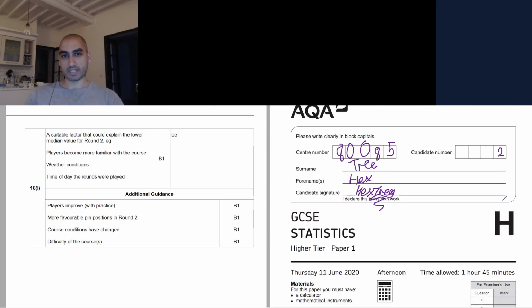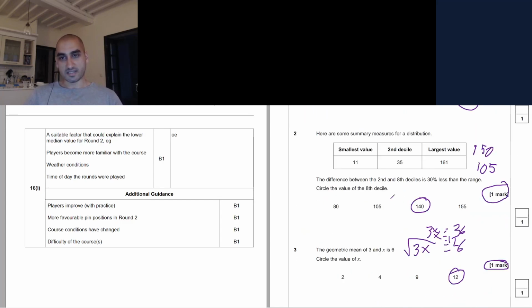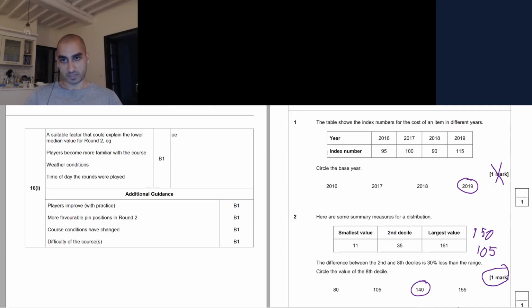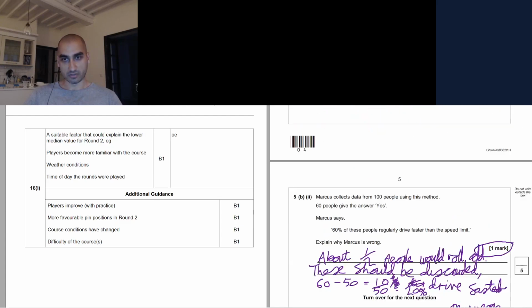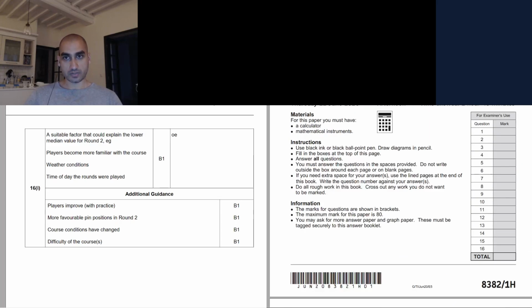I'm not happy with that, but okay, let's see what I got. So... I lost 11 marks? Most of those marks I lost because I just didn't know these weird GCSE statistics terms, and then maybe 1 or 2 of those marks I lost just by a stupid calculation error. So overall, I got 69.